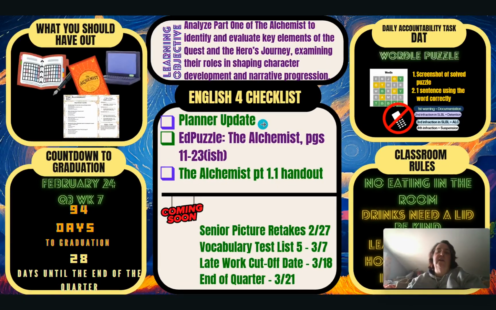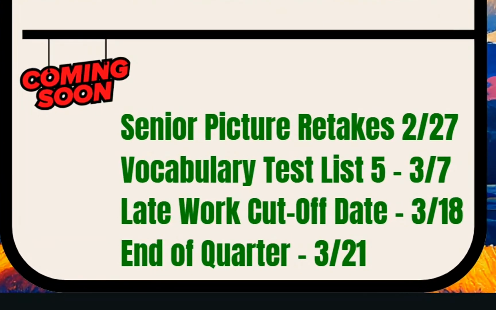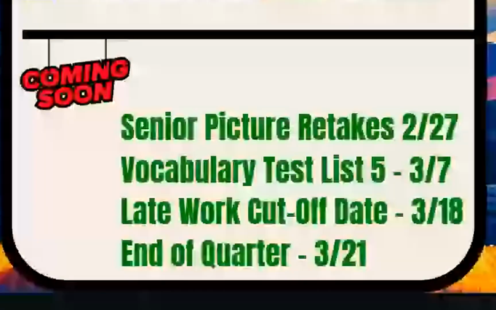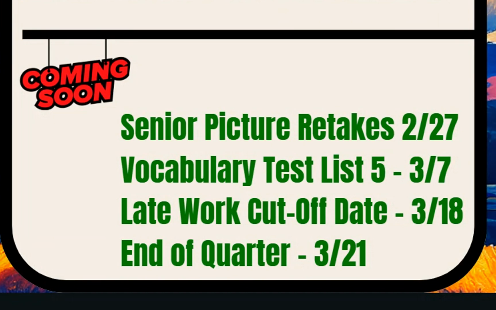All right, so as a quick update about your planner, what I will be checking on Friday for your planner check is that you have all of your February dates filled in, that you have noted that senior picture retakes are on the 27th, that your March at a glance pages are filled out, and that on the 7th of March you're going to have a vocabulary test. Your late work cutoff date needs to be marked down as March 18th, and the end of the quarter will be March 21st.